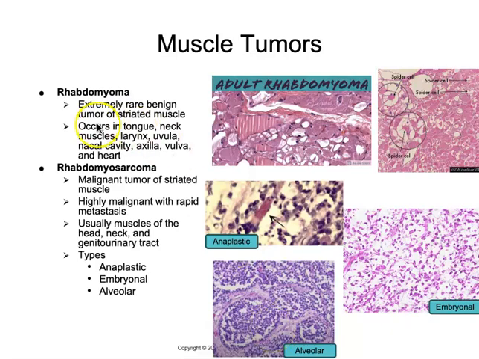And our rhabdomyoma is a rare benign tumor of our striated muscle. Typically, we're going to find it in the areas of the tongue, neck, muscles, larynx, uvula, nasal cavity, axilla, vulva, and the heart. And to treat it, we will do surgical excision, and so the recurrence rate is rare. And the malignant version of this would be called a rhabdomyosarcoma.